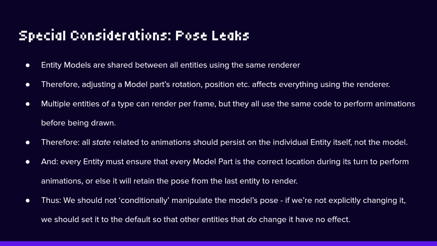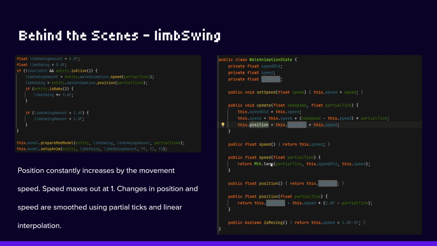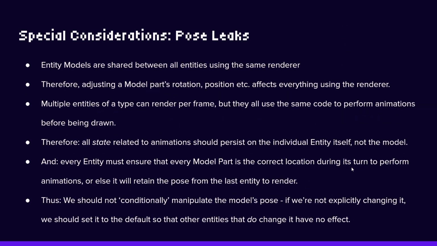So that's how animations are generally accomplished. And that's what the Minecraft code was doing when it was making those limbSwing amounts increase by a lerped partialTick. You can see that right here. It's doing speed is a lerp of partialTick from the old speed to the new speed, which is exactly what I just described.